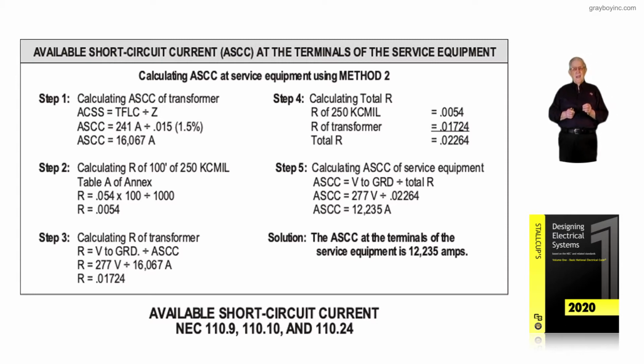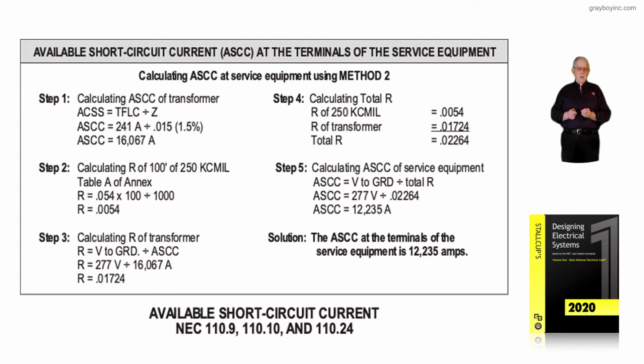Now, step 2, we're finding the resistance of a 100-foot run of 250 kcmil, and we're using table A of the Annex in the Stallcup's Electrical Design Book, or you go to Table 9 in Chapter 9 of the NEC, and you can do the same thing. Now notice the resistance of a 250 kcmil conductor pulled through rigid metal conduit or metal raceway. Notice it's 0.054 in step 2 times a 100-foot run divided by 1,000, because Table 9 is based upon 1,000 foot or less, and we're less than 1,000 foot, we're 100 foot.